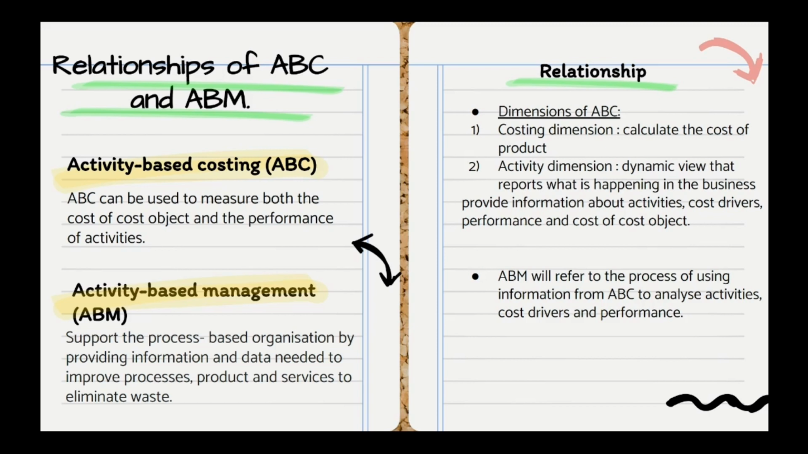These two dimensions of ABC provide information about activities, cost drivers, and performance, as well as the cost of cost objects. From that, ABM refers to the process of using information from ABC to analyze activities, cost drivers, and performance so that the customer's value and profitability are improved.